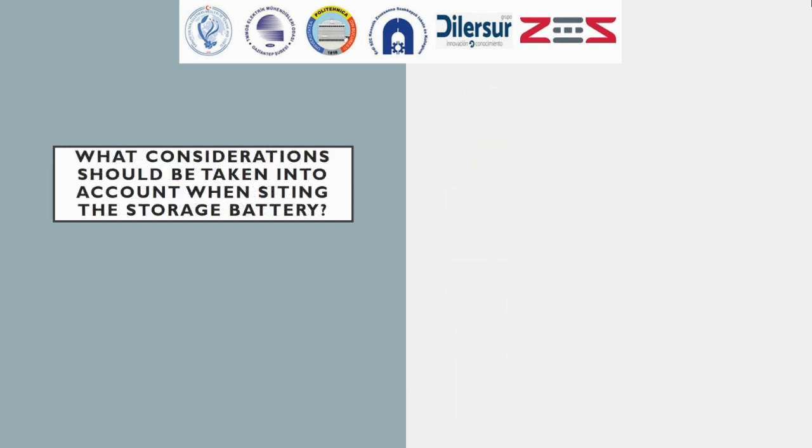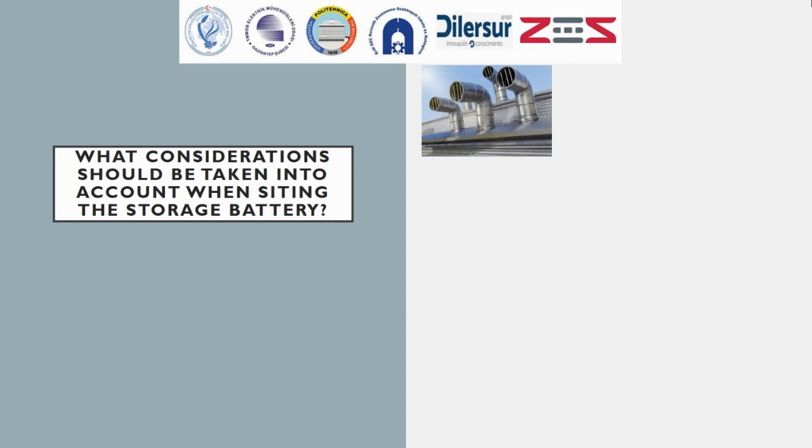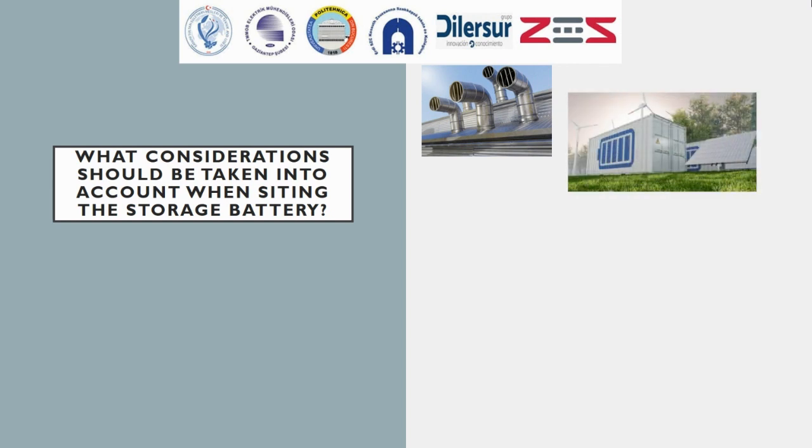What considerations should be taken into account when siting the storage battery? 1. Ventilation and heat sources. Batteries should not be placed in too confined a space. The room should be well ventilated, kept away from heat sources, including direct sunlight. 2. Accessibility. Batteries should be easily accessible for servicing and maintenance.